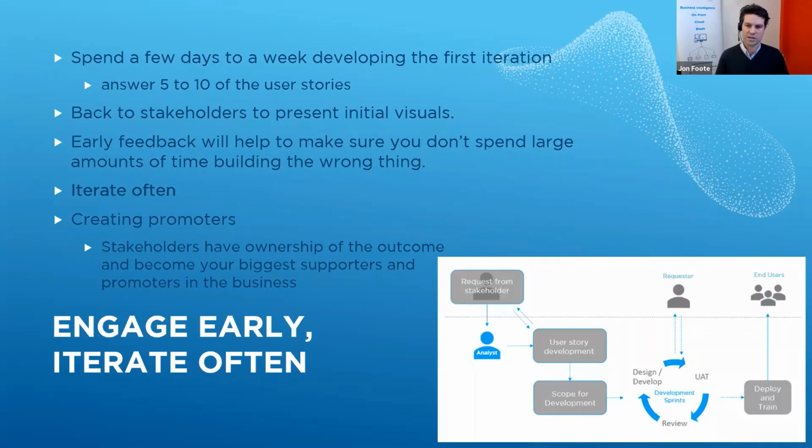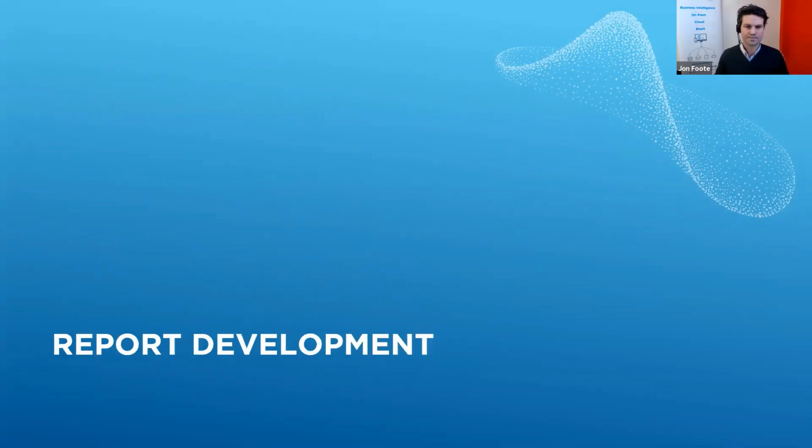So that process can look like this. As an analyst, you get a request from a stakeholder, you do your user story development and then scope that for the development with the data. You go through that process of design, UAT and review, going back to your requester, and then of course once you get to the end, you're more likely to have something that is exactly what they want, and deploy and train out to end users.